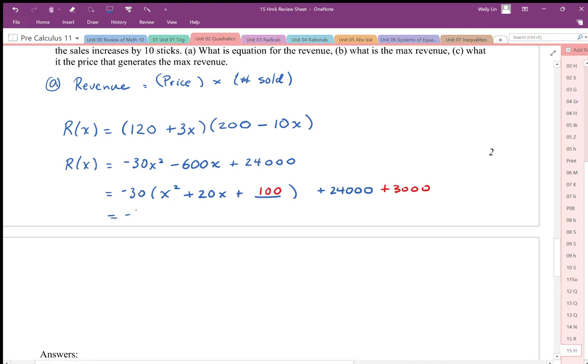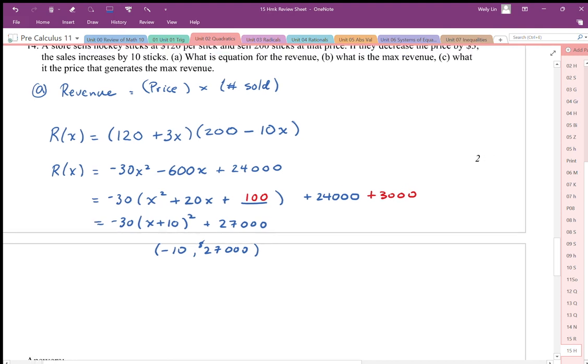So what I want to know is the x that maximizes that revenue. And it looks like, in this case, if I have a negative x, or if I decrease the price and increase the sales, I'll actually get more revenue. Okay, so my vertex is going to be at negative 10 and $27,000. The y value represents the revenue or the dollars involved in this. Now, this is an equation for revenue. The max revenue is going to be 27,000.